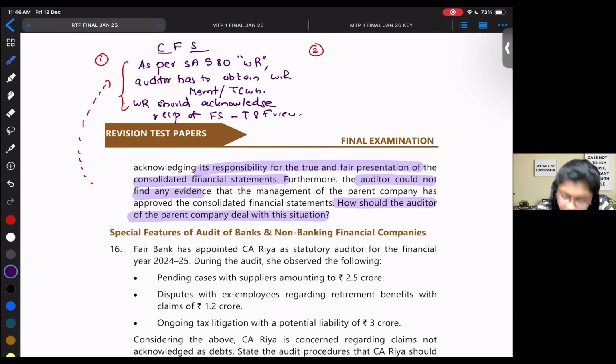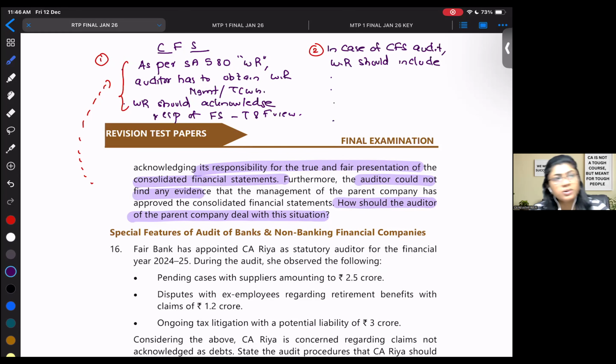Now, in case of consolidated financial statements audit, written representation should include... Can you say what the matters to be included in written representation for consolidated are? There's a flow. Management has properly identified the components. Components they have identified and complete.